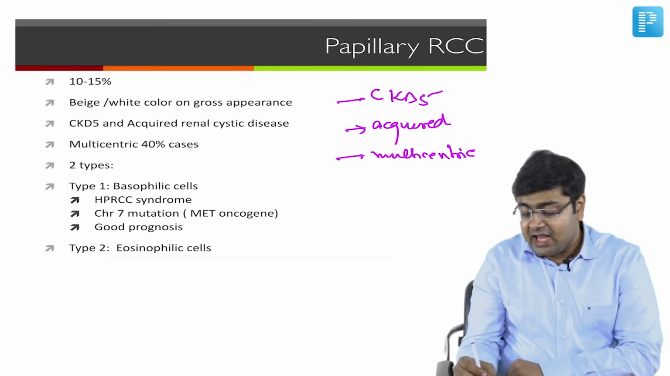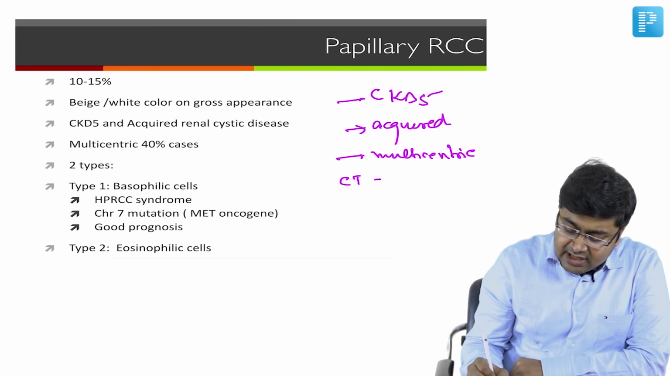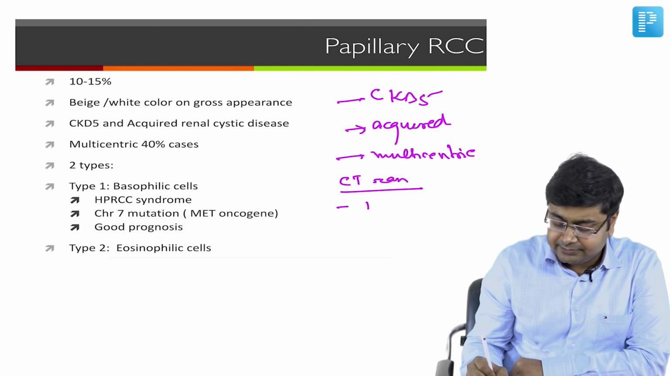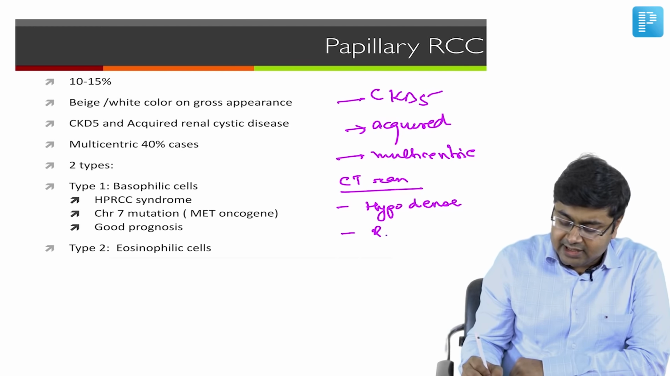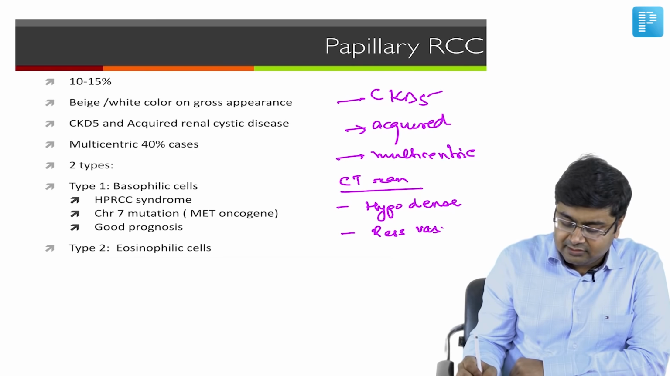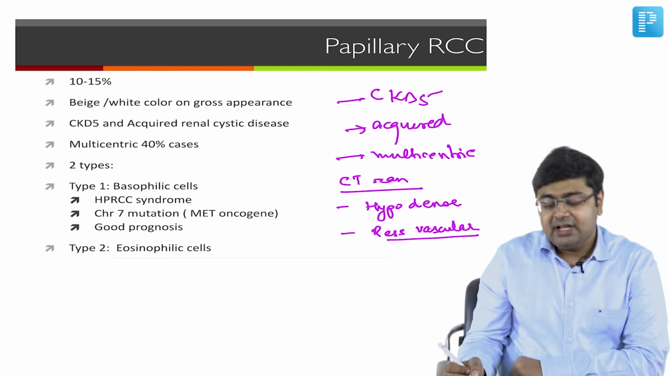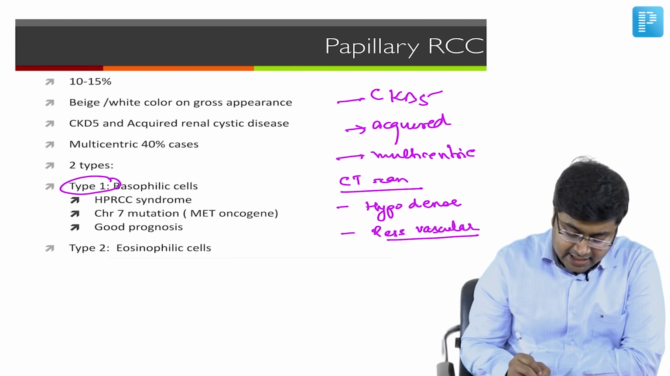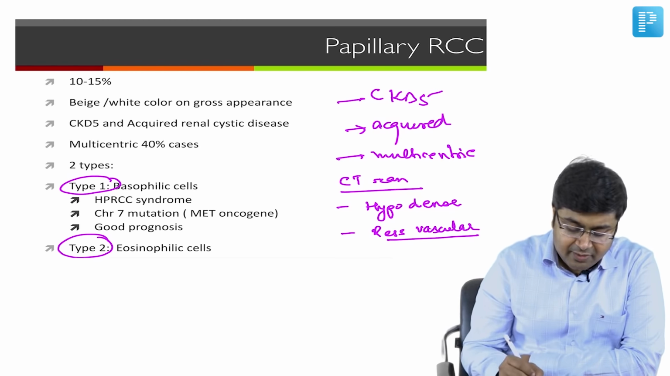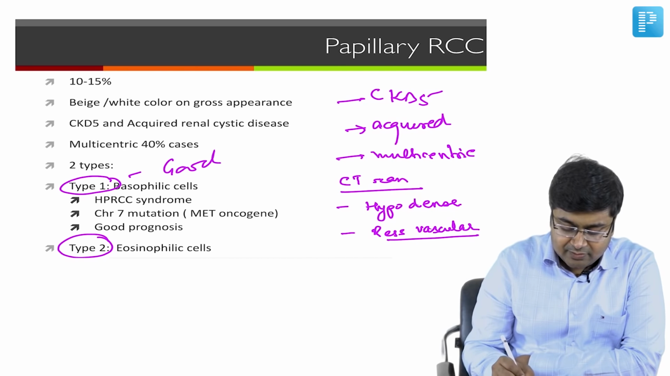So, multicentric, and on CT scan, these are typically hypodense and they are less vascular. So, these are the things. It has a better prognosis. There are 2 types, that is type 1 and type 2. You have to just remember type 1 is good, type 2 is bad.